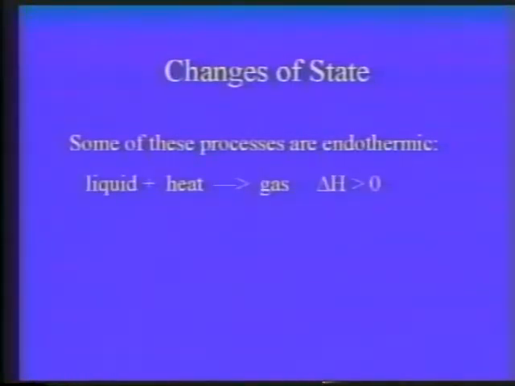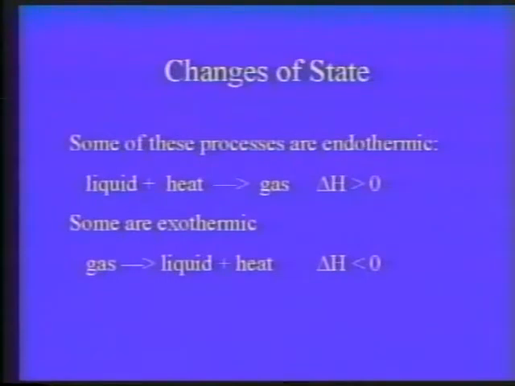Now, some of the processes that we just talked about are endothermic and some aren't. If you take a liquid and you add heat to it, then the change in enthalpy is greater than zero. So that is an endothermic process. Some processes are exothermic. If you take a gas and allow it to condense to a liquid, it will give off heat. And that is an exothermic process. It's giving off heat. So the delta H of the process is less than zero.